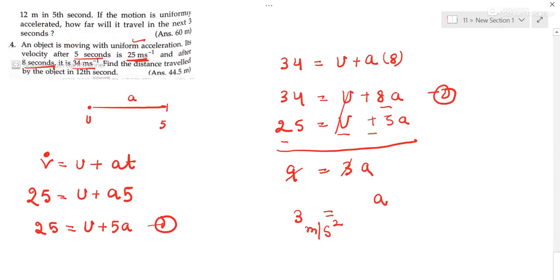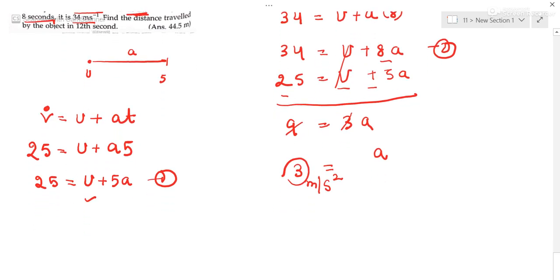Then you can substitute this here to find out u. So 25 equals u plus 5 into 3, that is 15. 15 will go that side, so u will come as 10. So u is 10 meter per second.